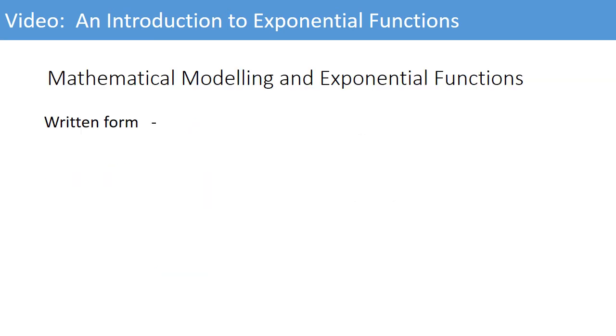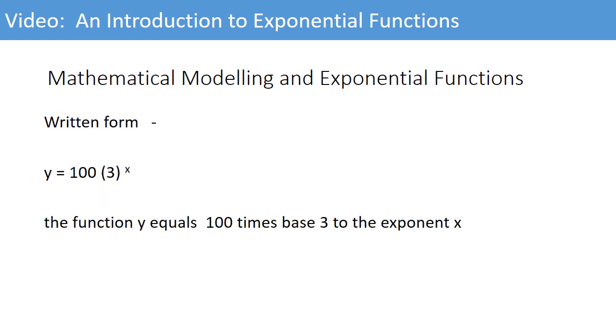And now let's look at the third way, the written form. Here is the equation, and we would have the written form as the function y equals 100 times base 3 to the exponent x.